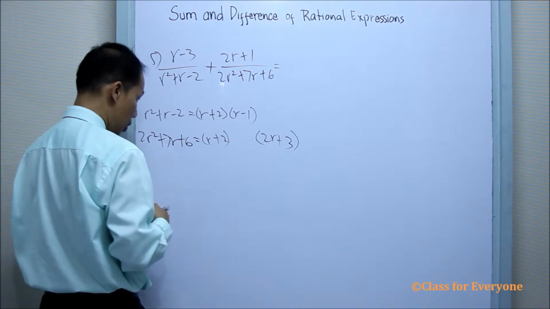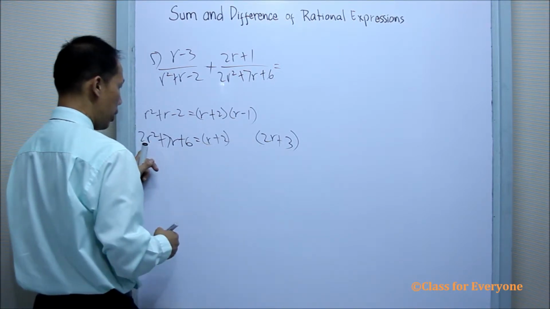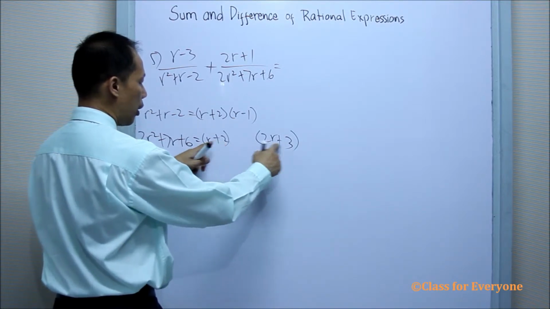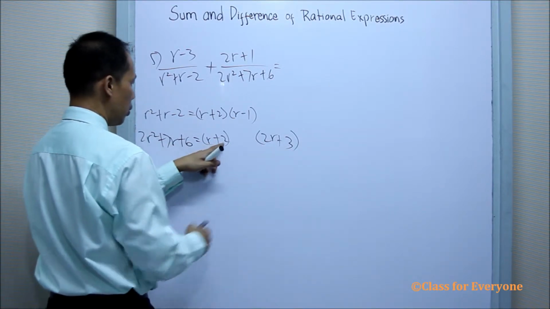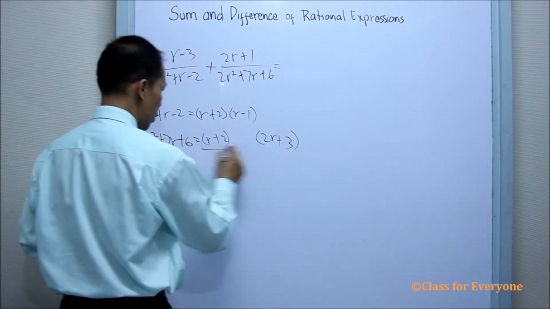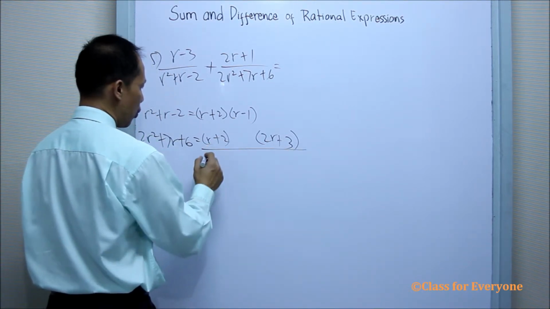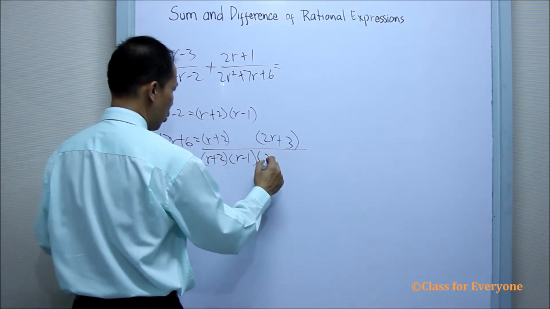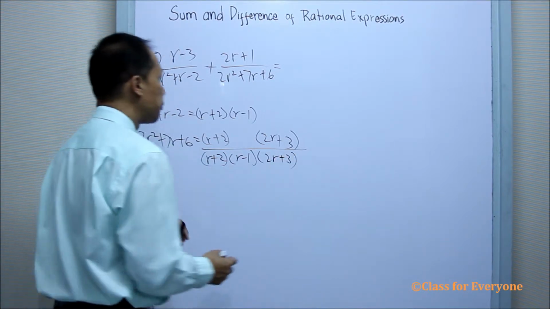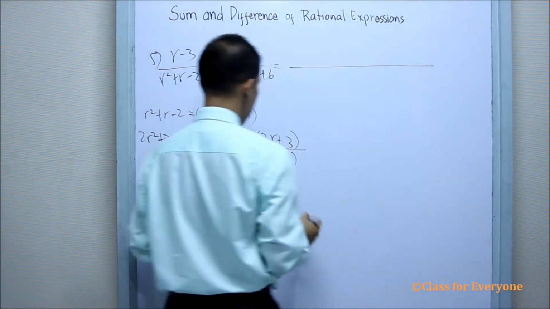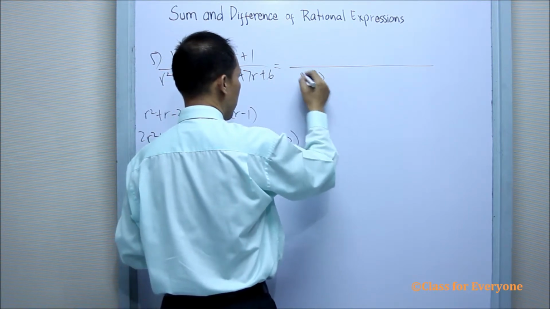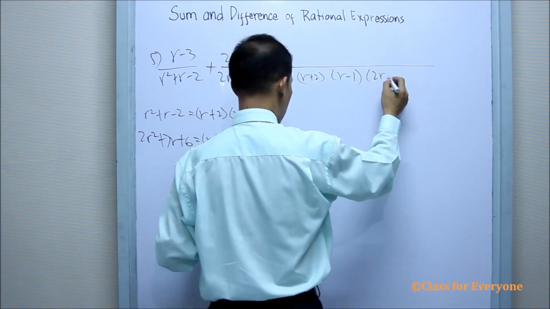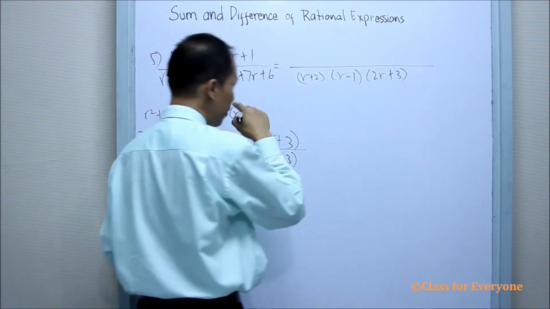Let us check. r times 2r is 2r squared. r times 3 is 3r. 2 times 2r is 4r. Plus 3r, 7r. 2 times 3 is 6. So the LCD will be (r + 2)(r − 1)(2r + 3). Then write the LCD: (r + 2)(r − 1)(2r + 3).